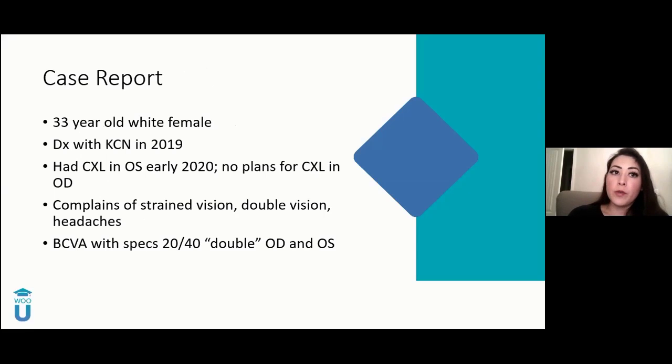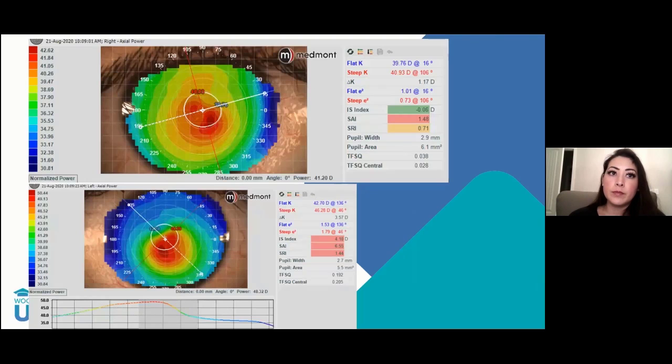So I have a case report from a patient that we saw, a 33-year-old white female. She was diagnosed with keratoconus in 2019. She had corneal cross-linking in her left eye in 2020, and she did not have any plans for the right eye as of that moment. She complained that she had strained vision, double vision, and headaches. With her spectacles, she could see 20/40, but she said it was very doubly and very shadowy in the right eye and the left eye.